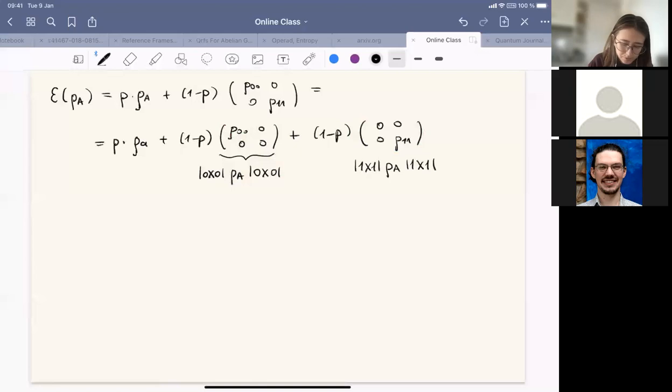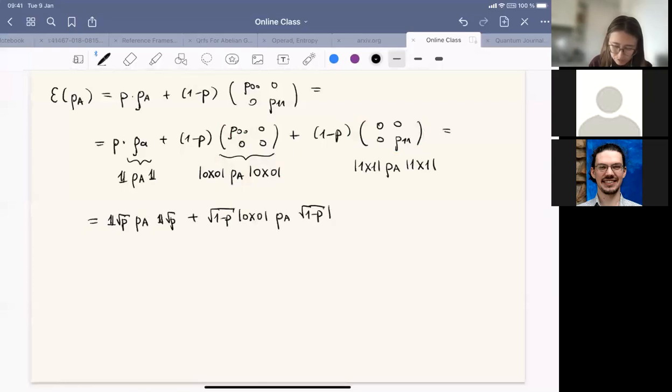And the first term, we basically don't do anything to the matrix. So this is just identity, rho A, identity. And from this, we can see that we can rewrite this whole expression as identity square root of P rho A identity square root of P, plus square root of 1 minus P |0><0| rho A square root of 1 minus P |0><0|, plus square root of 1 minus P |1><1| rho A square root of 1 minus P |1><1|. And thus we get our Kraus operators.